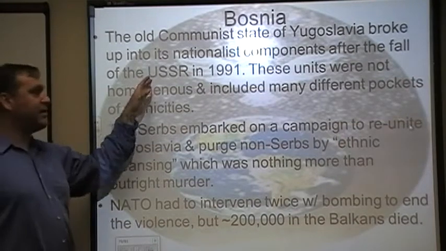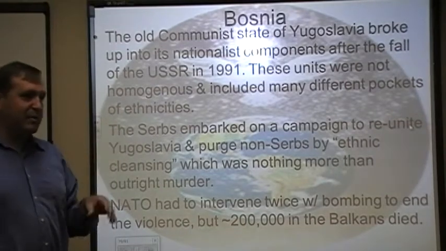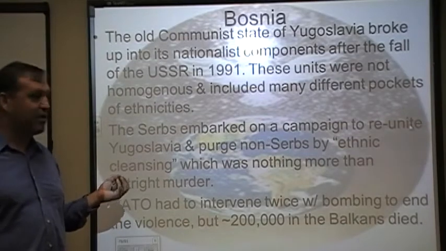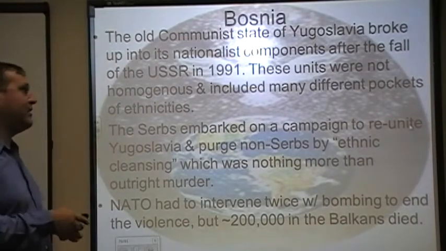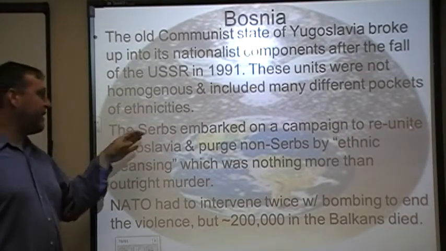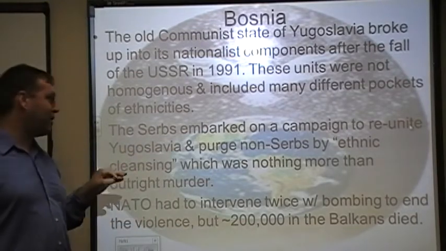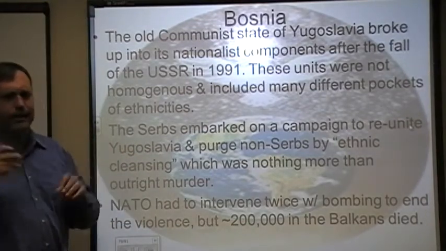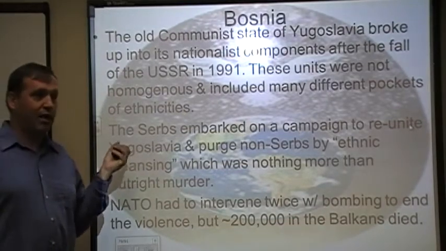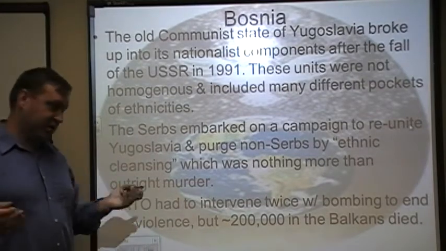Now, the problem is, of course, that the units are not homogeneous. We've looked at enough of those maps of Europe to realize that just because you draw a circle around an area and say, okay, this is Serbia, not everybody that lives there is going to be a Serb. They're going to have little pockets of all these different groups, different ethnicities within them, right? So you'll see that the Serbs embark on this campaign to reunite Yugoslavia and purge these non-Serbs by what they called ethnic cleansing, which was nothing more than outright mass murder. The Holocaust, you could say, was ethnic cleansing. It's just murder, they're just killing people, okay?